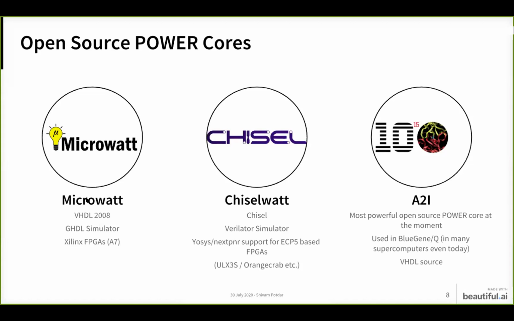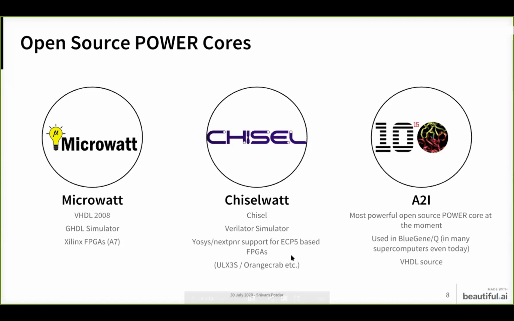Microwatt is in VHDL 2008. It has all the support for Xilinx FPGAs such as Artix-7. Chiselwatt, as the name suggests, is written in Chisel, which is another new HDL by UC Berkeley. Even that is open source. GHDL is an open source simulator. Even Verilator is open source. So you can actually see the waveforms and stuff right now on your PC. If you go to the GitHub repositories, it has good instructions about how to set this up on your local system. Apart from that, Chiselwatt also supports open source FPGA toolchains as well. So there are toolchains like Yosys and nextpnr which support ECP5 based FPGAs.